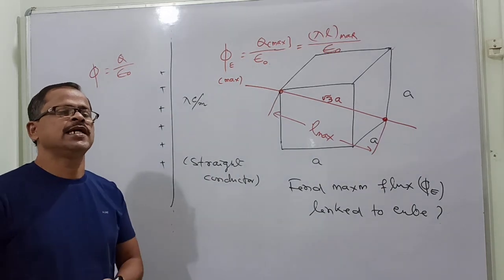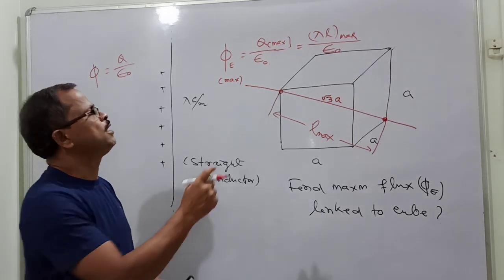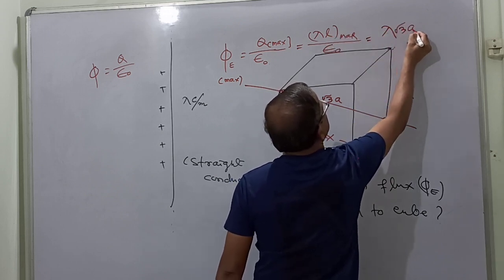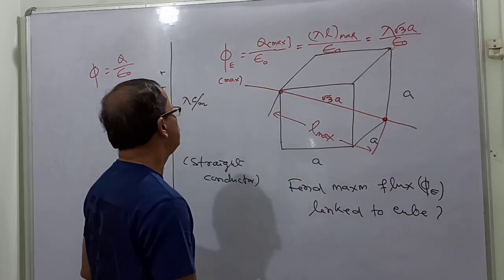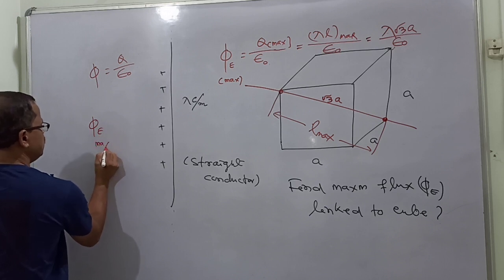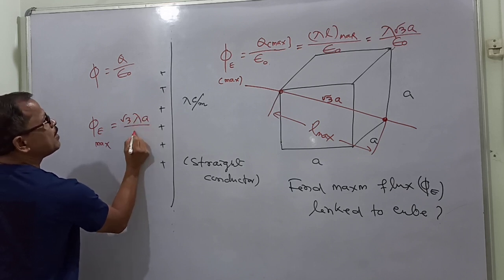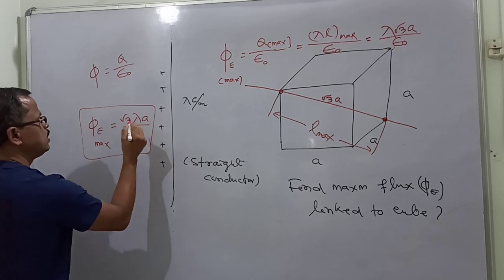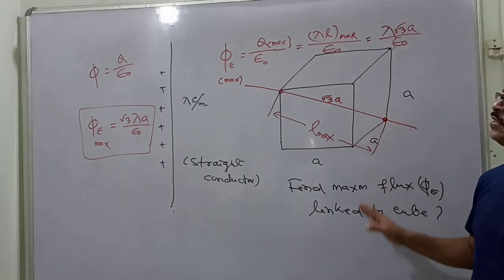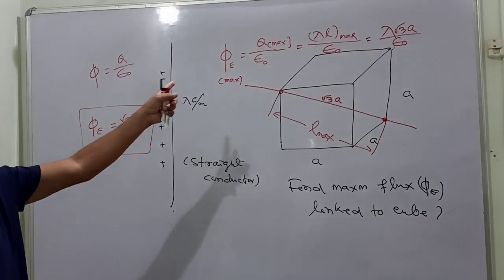For a cube, the body diagonal is the square root of L square plus L square plus L square, that is equal to root 3A. Now come to the problem: lambda L is equal to root 3A lambda, so the maximum electric flux is equal to root 3 lambda A divided by epsilon 0. This is the answer to question number 3. Nice question. The only thing you have to find out is what the maximum is. How to maximize, this is the concept.